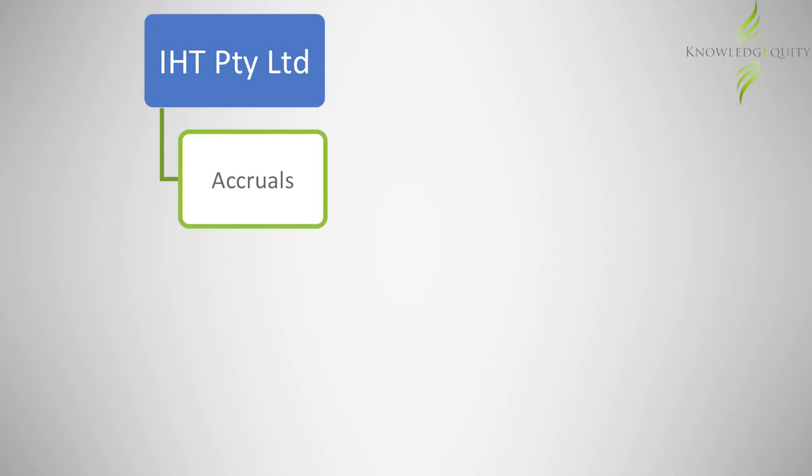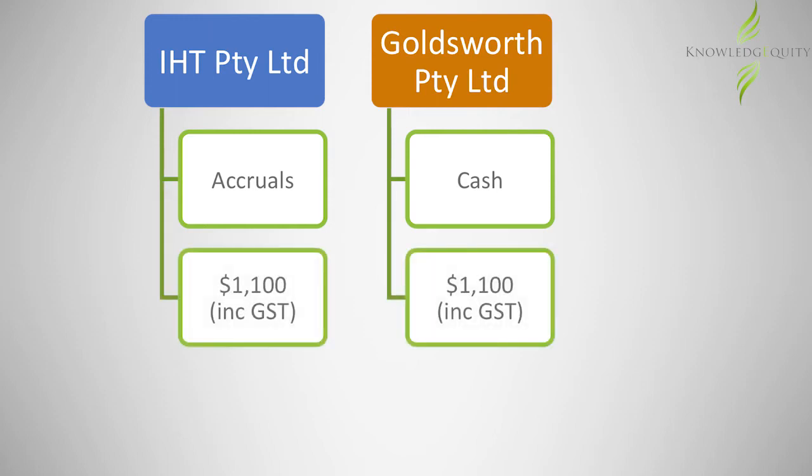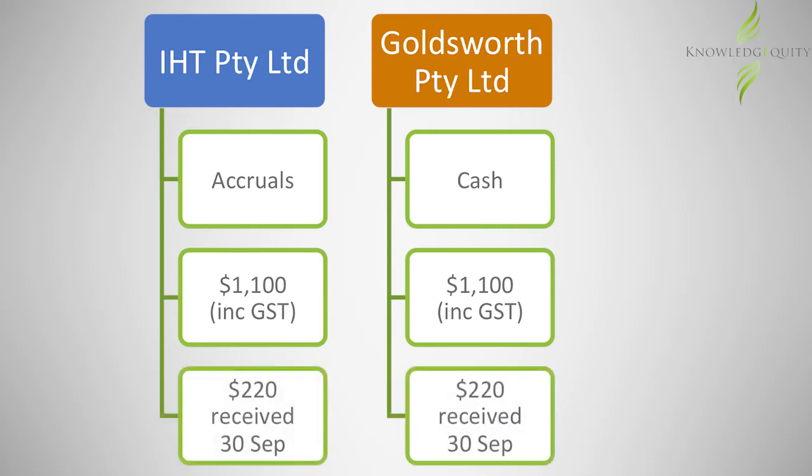Let's consider IHT Proprietary Limited, which accounts for GST on an accruals basis, while Goldsworth Proprietary Limited uses the cash basis. Both companies use quarterly tax periods. Each company made a taxable supply of $1,100 including GST on the 5th of September using credit terms and invoices issued at this time. As at the 30th of September, $220 has been received.